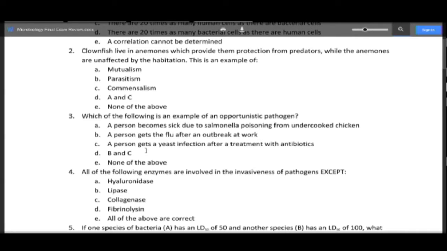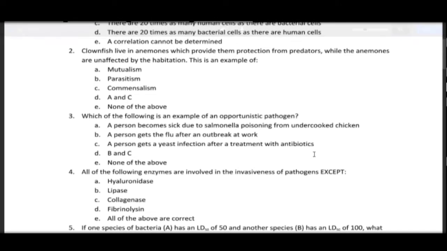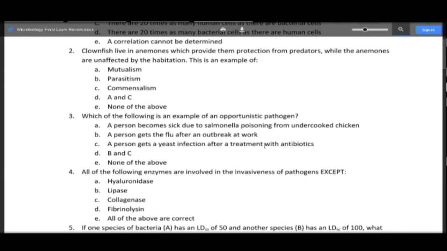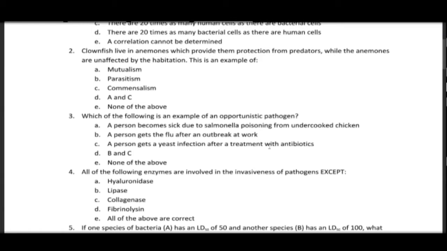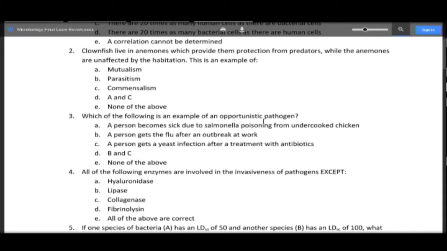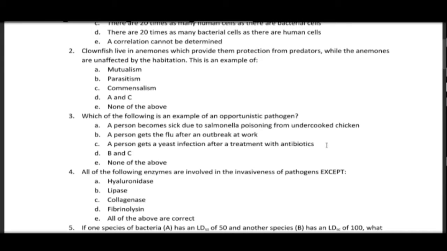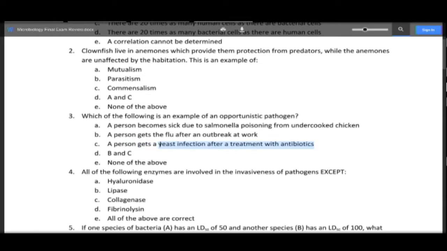C says a person gets a yeast infection after a treatment with antibiotics. So this one's a little bit different. The person was being treated with antibiotics, and because that's taking away bacteria, that's destroying the competition, this yeast infection is allowed to occur. And this would be an example of an opportunistic pathogen, where you take away the competition and then it's able to cause problems. So number 3 would be C, for an opportunistic pathogen.